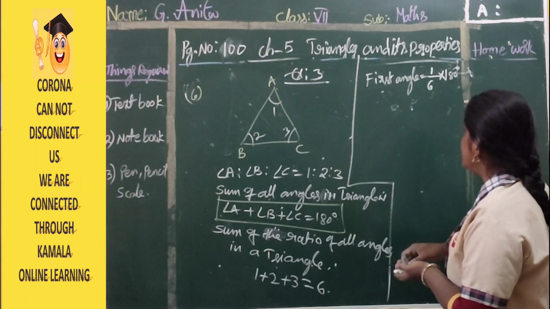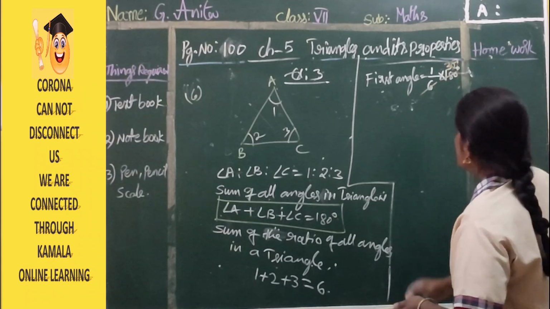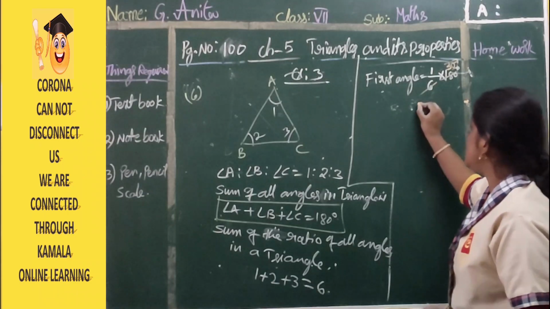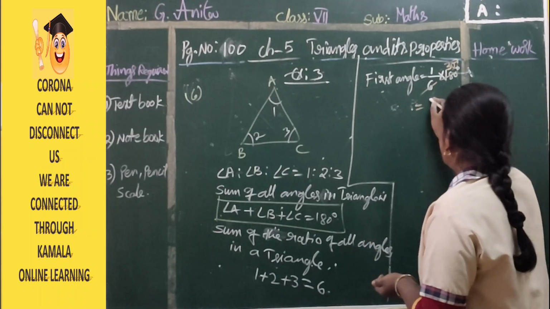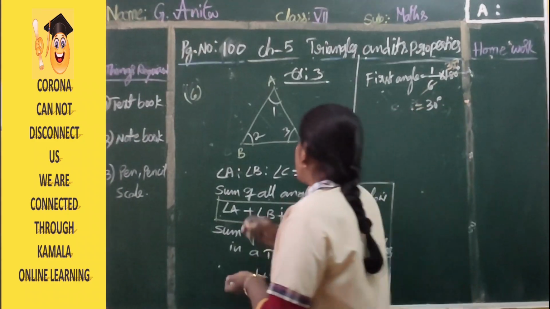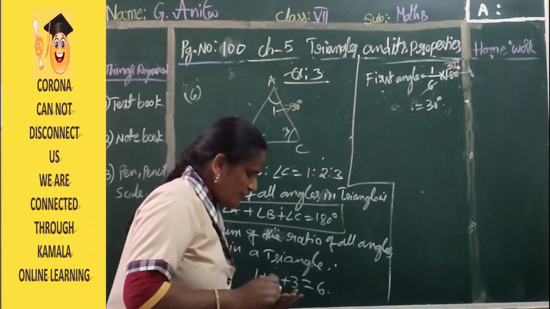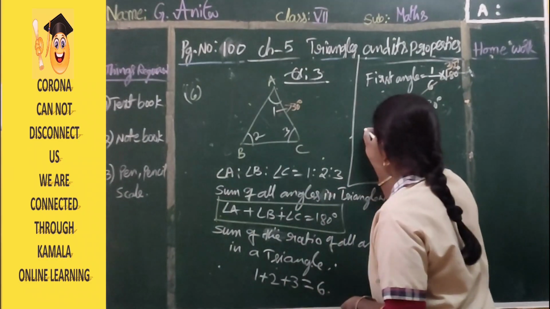Now do the cancellations. 6 ones are 6, 6 threes are 18. So it should be equal to 30 degrees. The first angle is 30 degrees. Clear, everyone? Now we need to find the second angle.